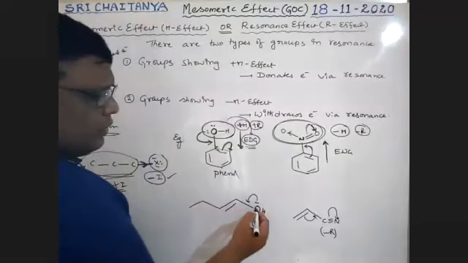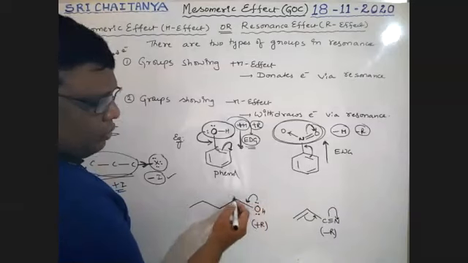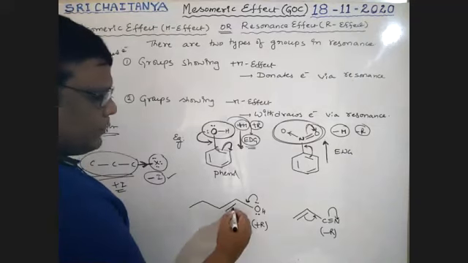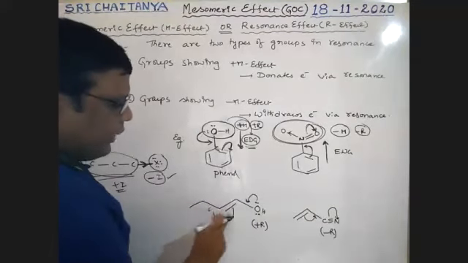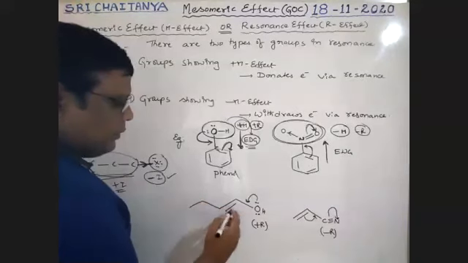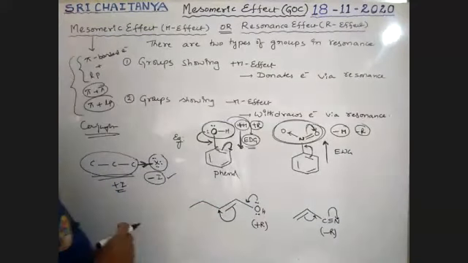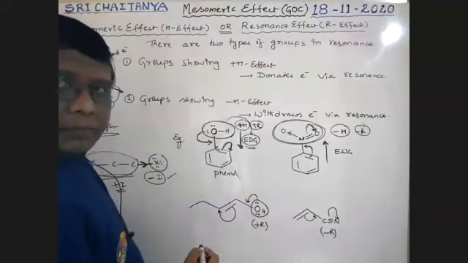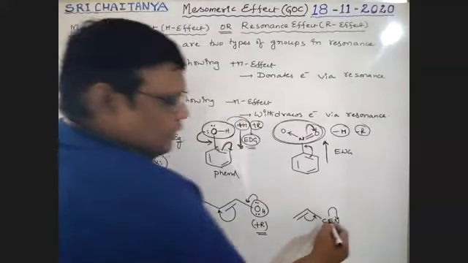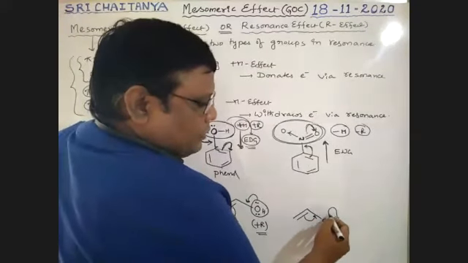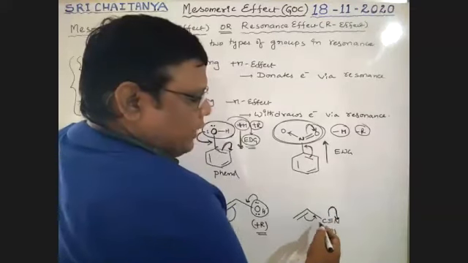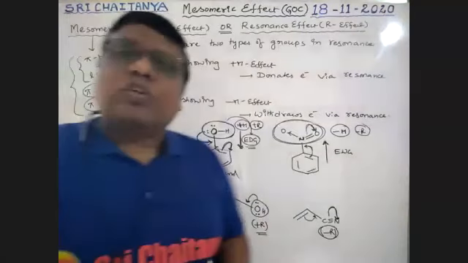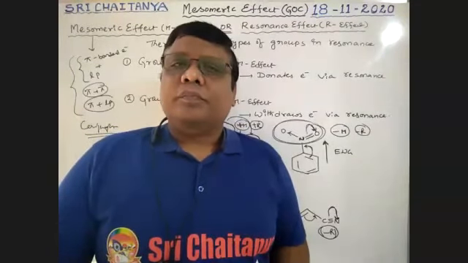See here also, the lone pair donates electrons to carbon, and this pi bond migrated to here. This carbon. Okay, that means this is the group that donates electrons to the system. Therefore, it is plus R. This is the group, and this is the system. This group withdraws electrons from carbon. Therefore, it is the minus R group. That means electron withdrawing groups are minus R groups.